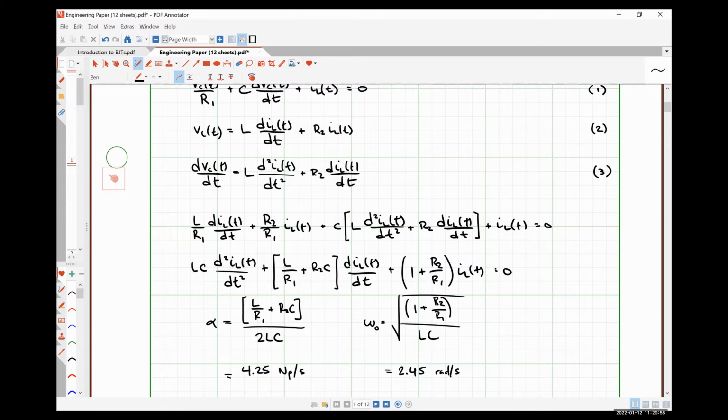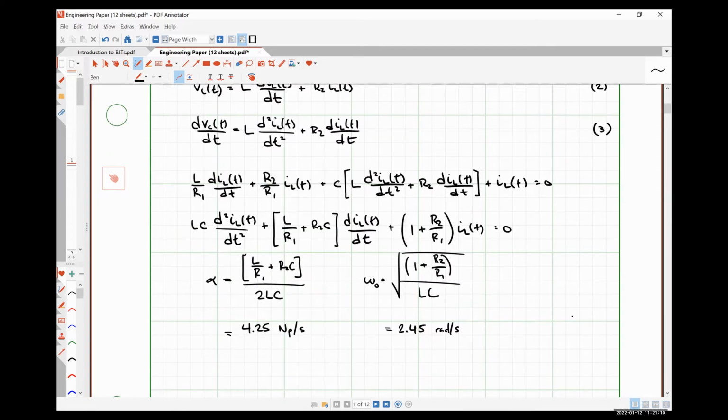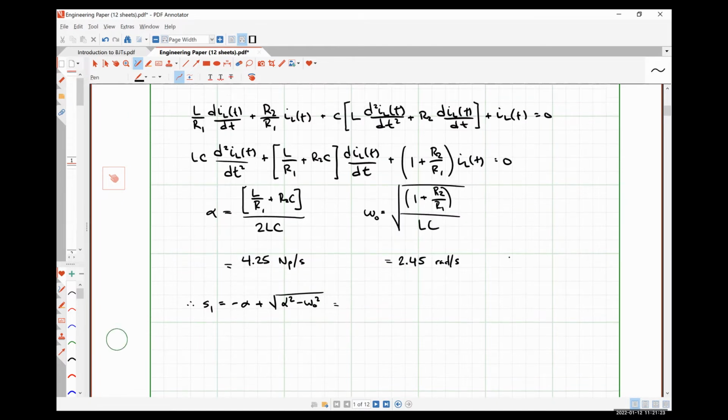All right, so since alpha is greater than omega naught, this is obviously an overdamped circuit. So while we're at it, let's go ahead and calculate S1 and S2 because we know that we're going to need them. S1 is negative alpha plus the square root of alpha squared minus omega naught squared. S2 is negative alpha minus the square root of alpha squared minus omega naught squared.